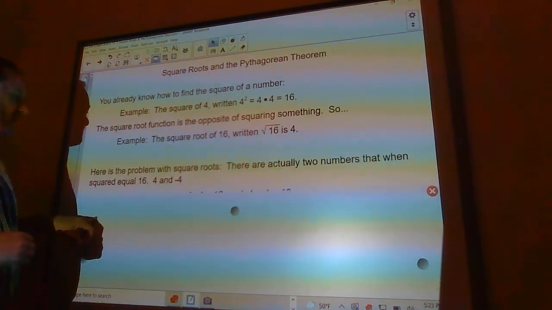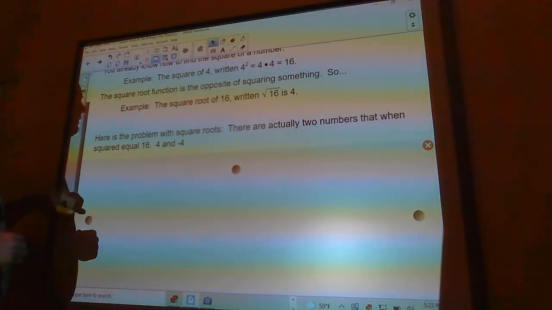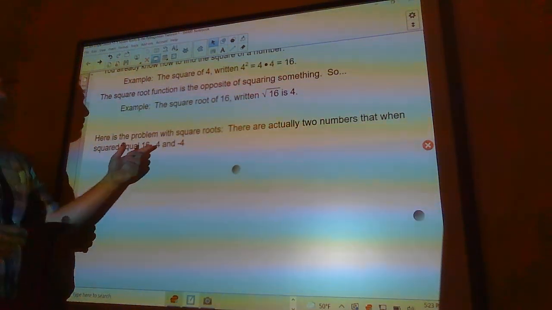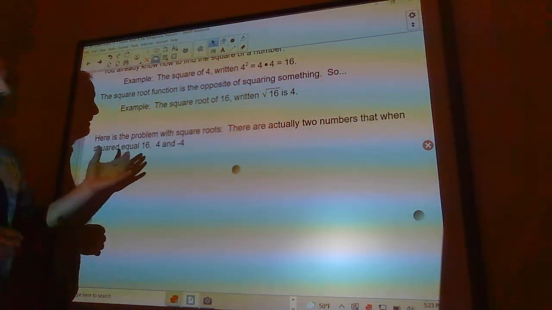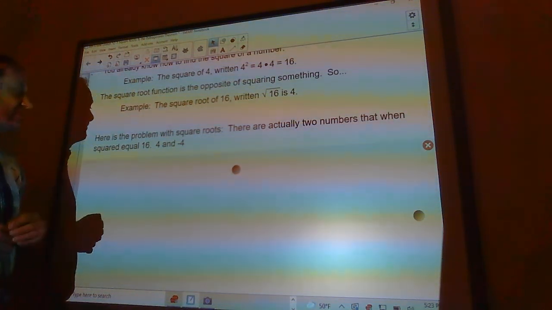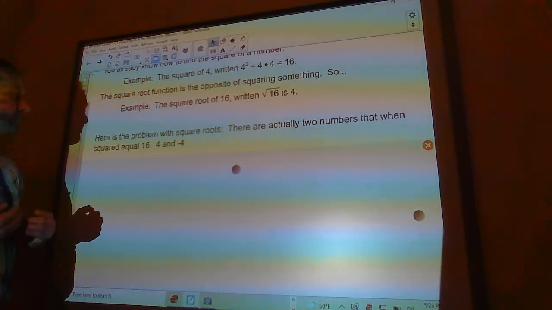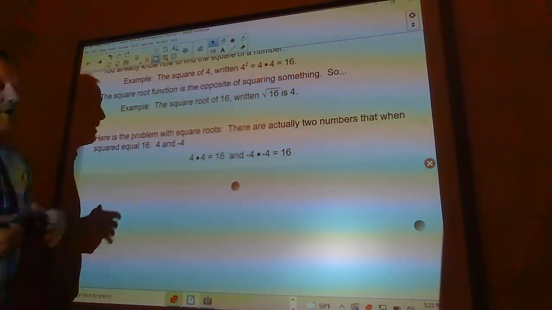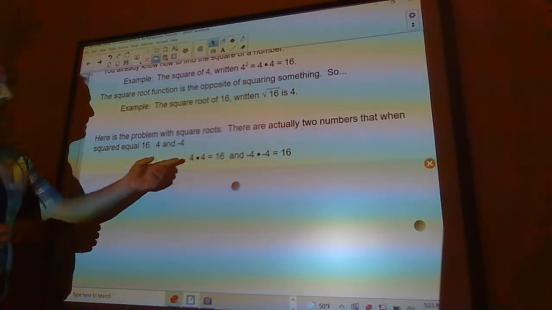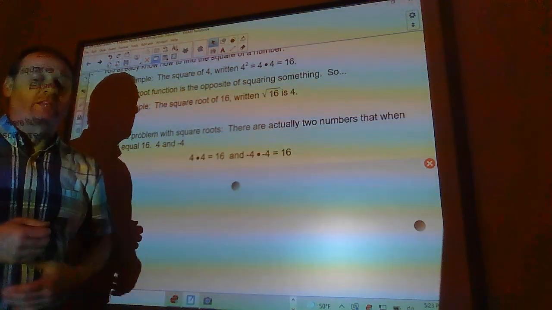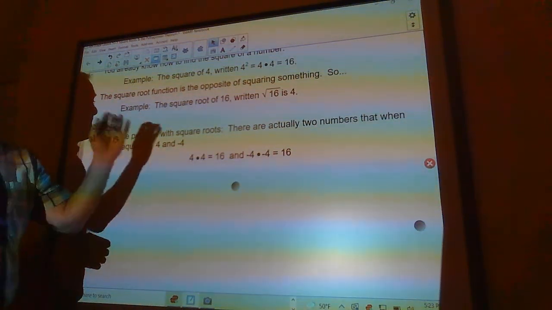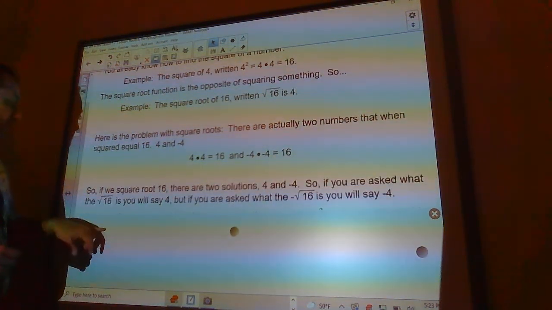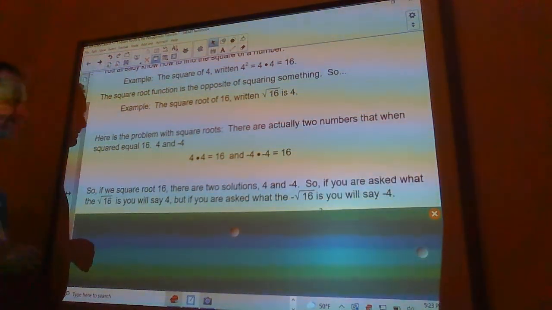Okay, so here's a problem with square roots. There's actually two numbers that are squared that equal 16, 4 and negative 4. This is true for all positive numbers except 0. Well, 0 is not a positive number, so all positive numbers. So 4 times 4 is 16, negative 4 times negative 4 is 16, okay? 3 times 3 is 9, negative 3 times negative 3 is 9. Okay, so we have to have some rules on how we do this.